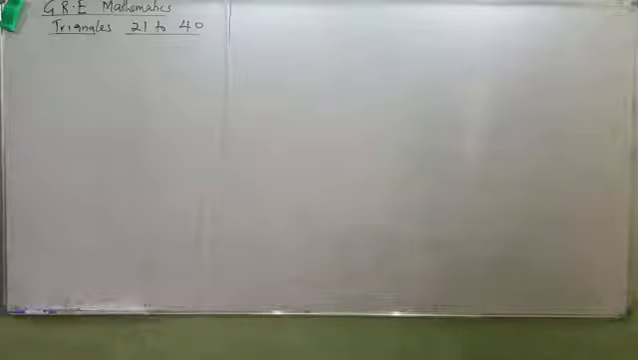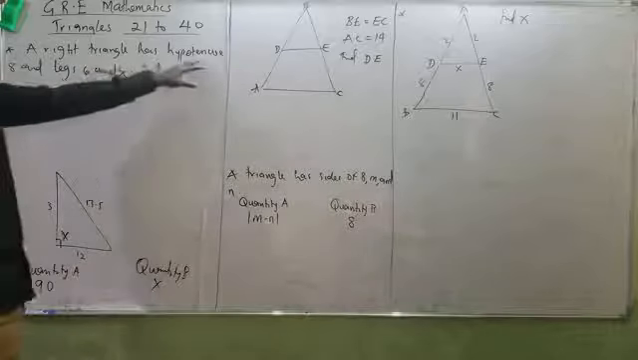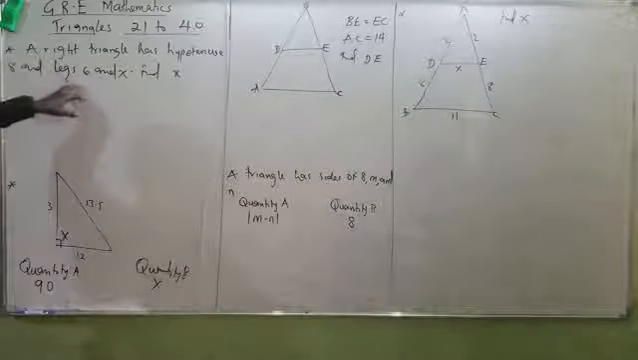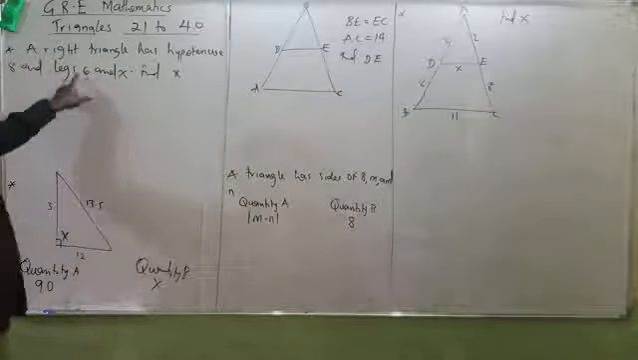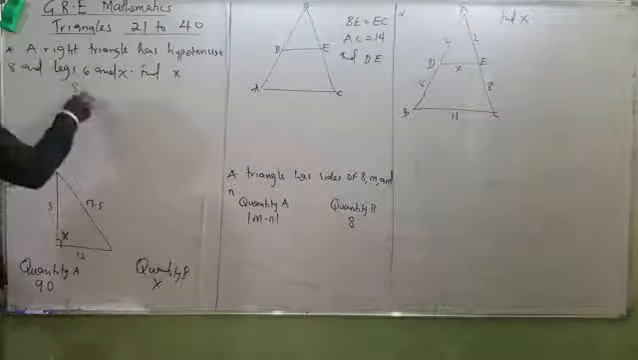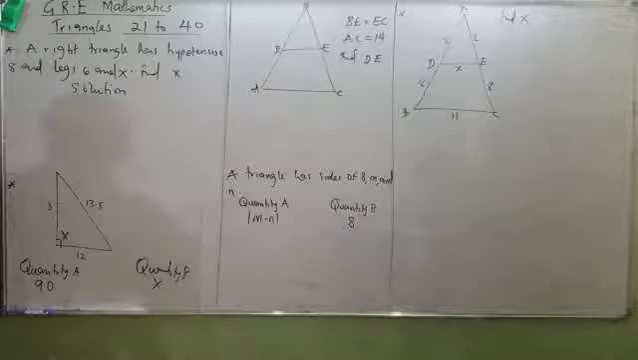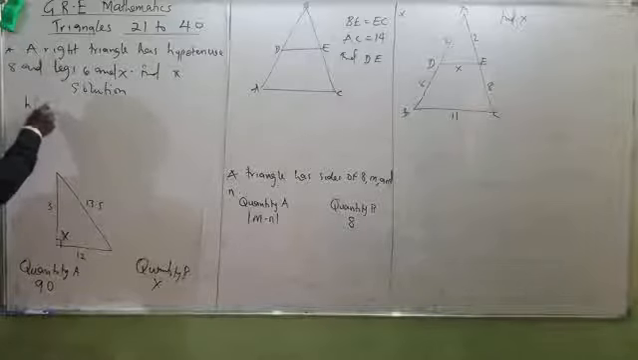Now, look at these questions also. Okay, look at this set of questions. The first one says that a right triangle has hypotenuse 8 and legs 6 and x. Find x. This is a very simple question: wherever you see legs, it means the hypotenuse squared equals what?